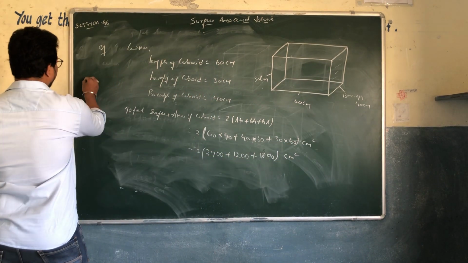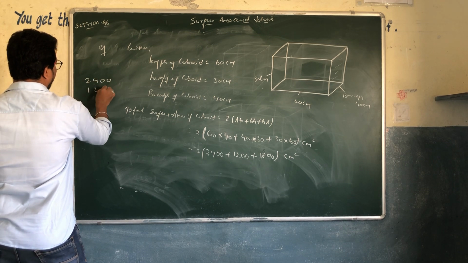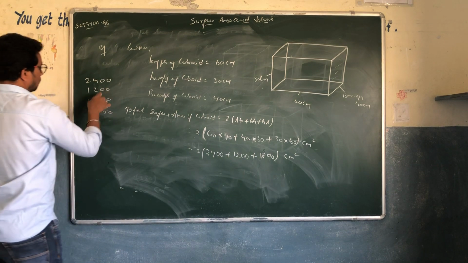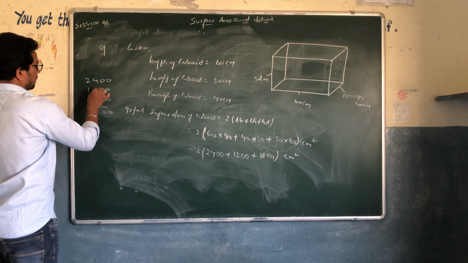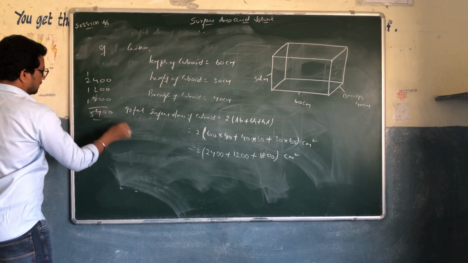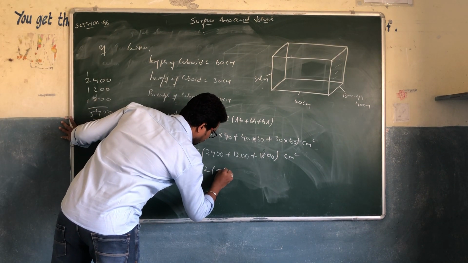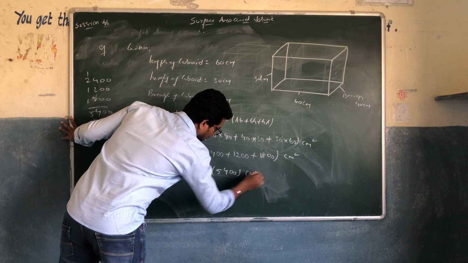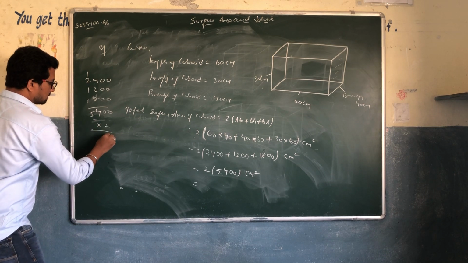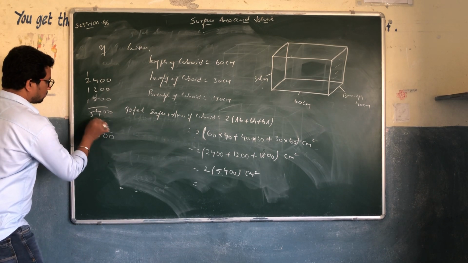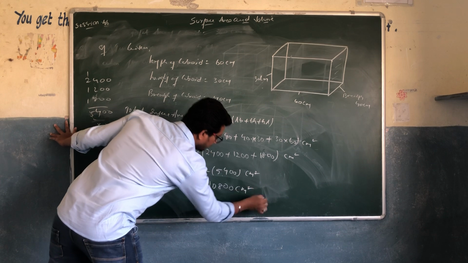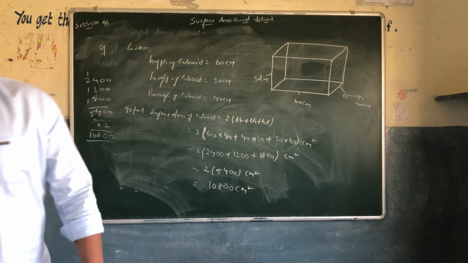Now add these: 2400, 1200, 1800, 2 zeros, 8 plus 2 is 10, 10 plus 4 is 14, 4 and 1 carried, 1 plus 3 is 4, plus 1 is 5. 5400 centimeter square is equal to 2 into 5400. I am multiplying this with 2: 2 zeros, 0, 2 zeros, 0, 2 4s are 8, 2 5s are 10, so 10800 centimeter square. This is the total area which we have.